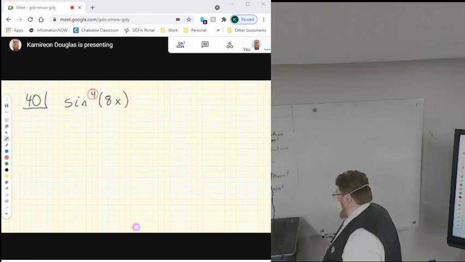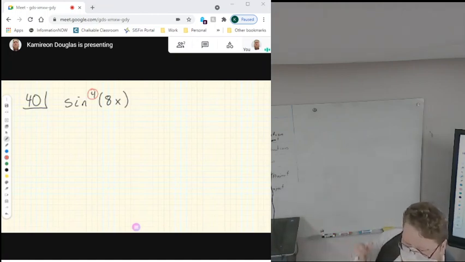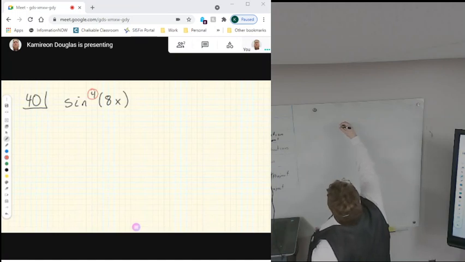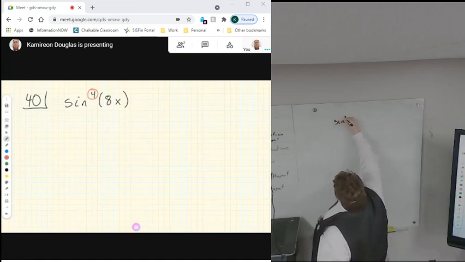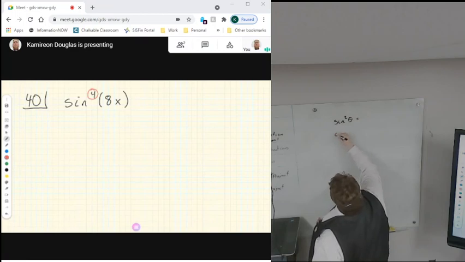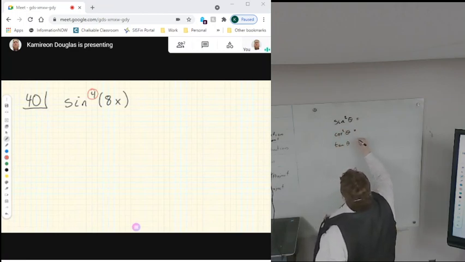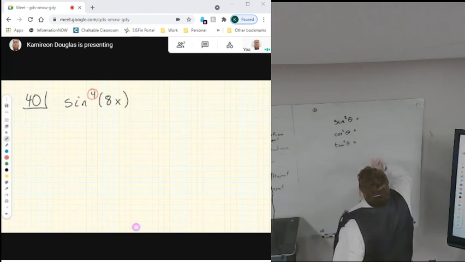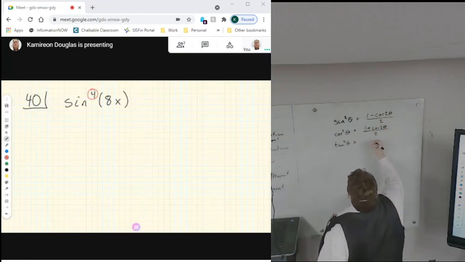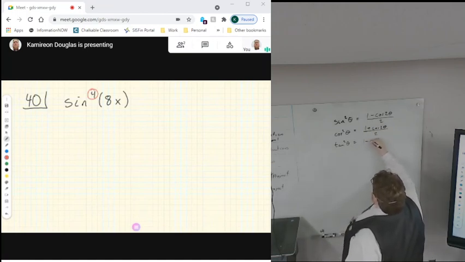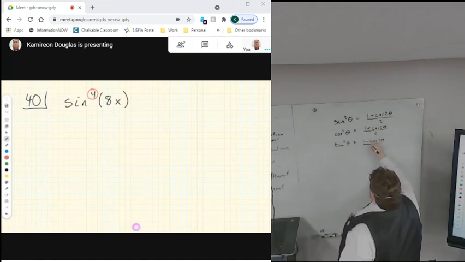Now, there was a reduction formula for each individual formula that we had in the class. So for example, sine squared, cosine squared, and tangent squared each had their own reduction formula. The sine squared formula was 1 minus cosine of 2 theta all over 2. The cosine squared formula was 1 plus cosine 2 theta all over 2. And the tangent formula was 1 minus cosine 2 theta over 1 plus cosine 2 theta.